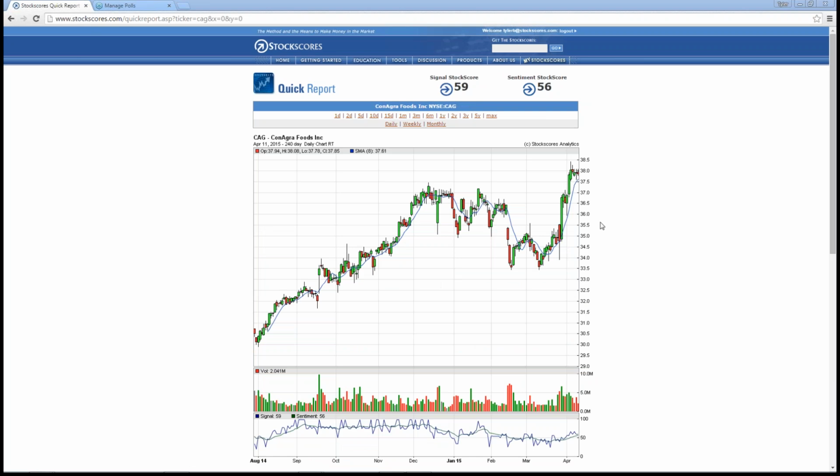All right, ConAgra. It's a good hold. It's moving up from left to right. That's important. I think I get my inflection point at just under $36. Again, you want to see a little help to see that.